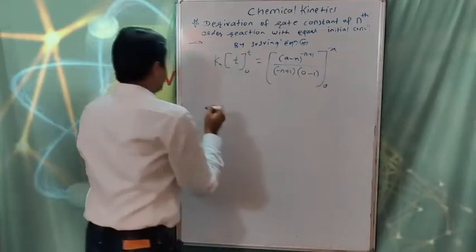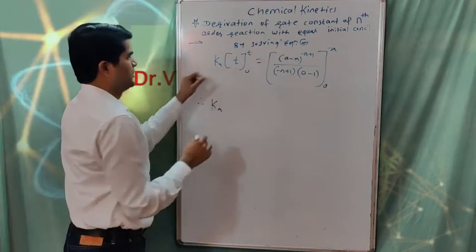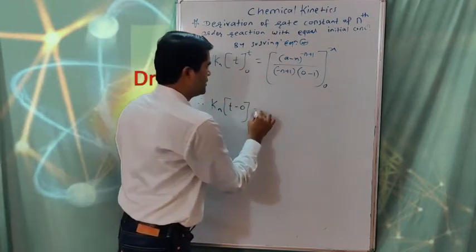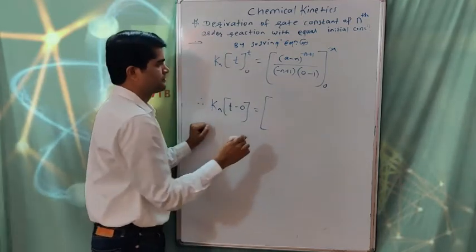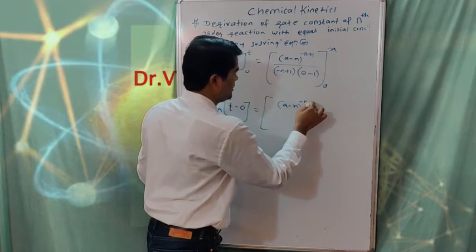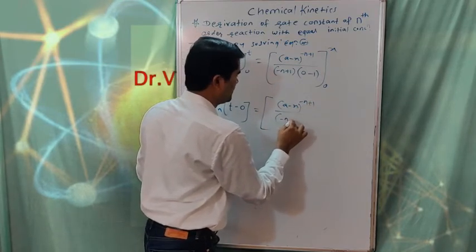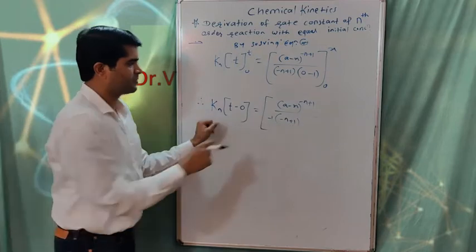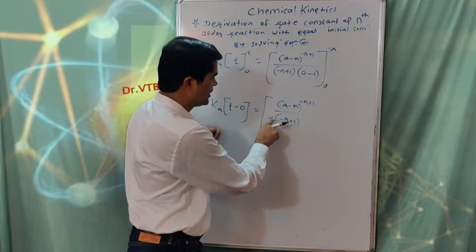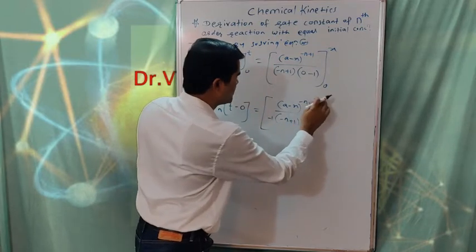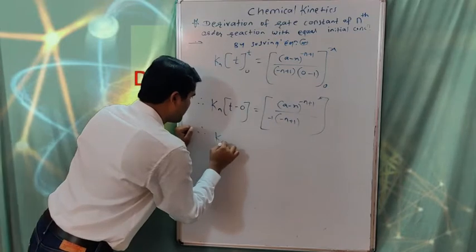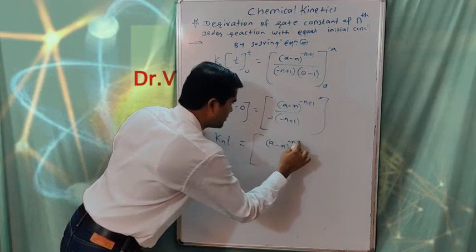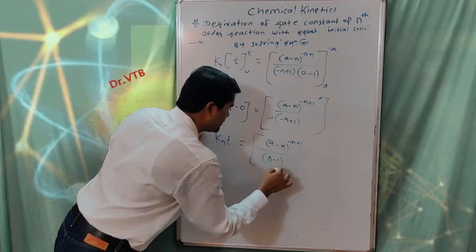So after simplifying, we are getting kn, upper limit minus lower limit, t minus 0, lower limit is 0, is equal to the integration of (a minus x) raised to minus n plus 1 upon minus n plus 1, into minus 1, by multiplying this minus 1 inside the bracket. So minus 1 into minus n becomes plus n, and minus 1 into 1 is minus 1. So this one we can simplify here. Therefore kn t is equal to (a minus x) raised to minus n plus 1 upon, at the denominator you are getting n minus 1.